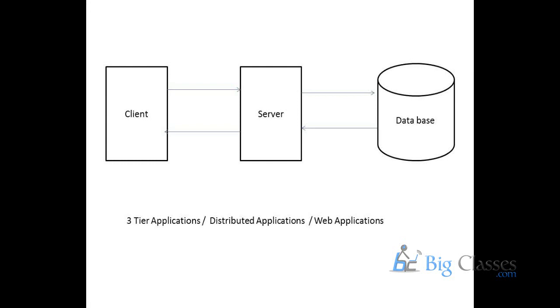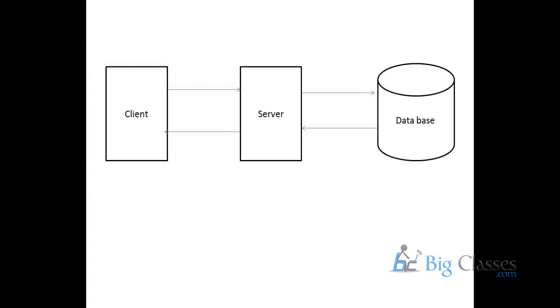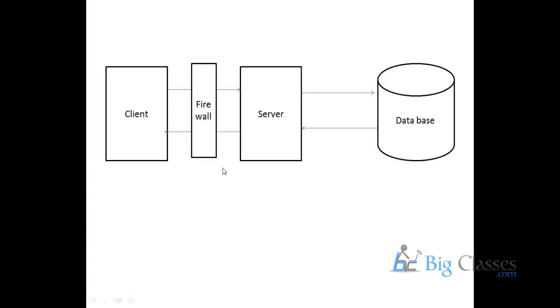Next, one more thing is the vendor application. The difference between the Twitter application and the vendor application is that between client and server a firewall program is there. The firewall program scans the data coming from the client and scans the data coming from the server. So it's like a scanner, and it is also used for some authentication. This firewall program is for security.